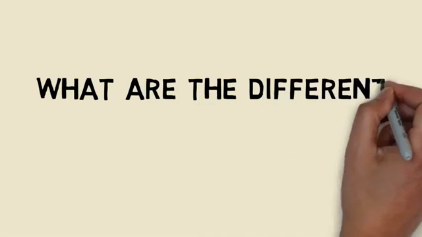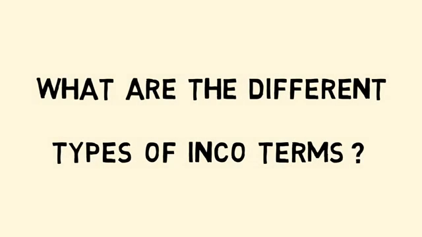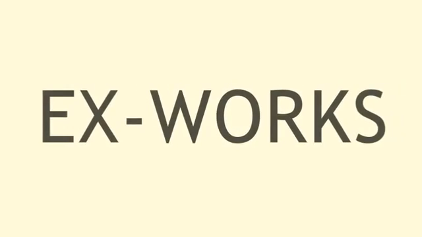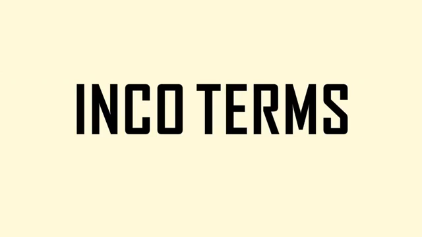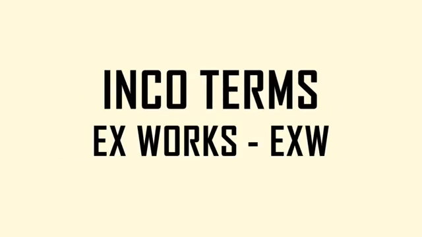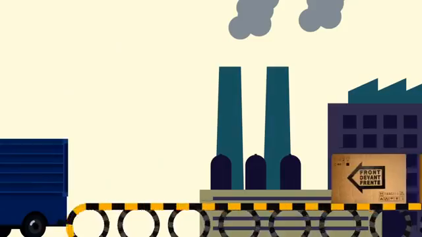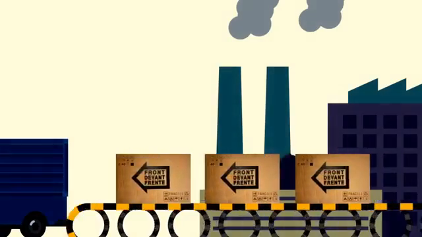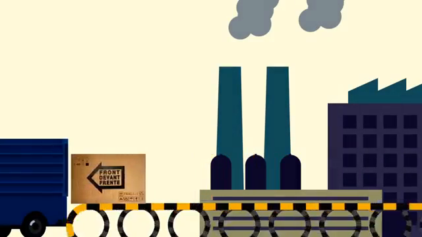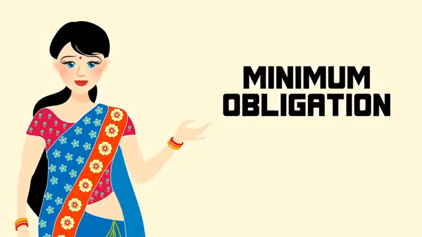What are the different types of INCO terms? There are 4 categories. E-terms. Most popular is Ex Works. As already explained, if the agreed INCO term is Ex Works or EXW, the seller makes the goods available at her premises for the buyer to collect. This term carries the minimum obligation for the seller.